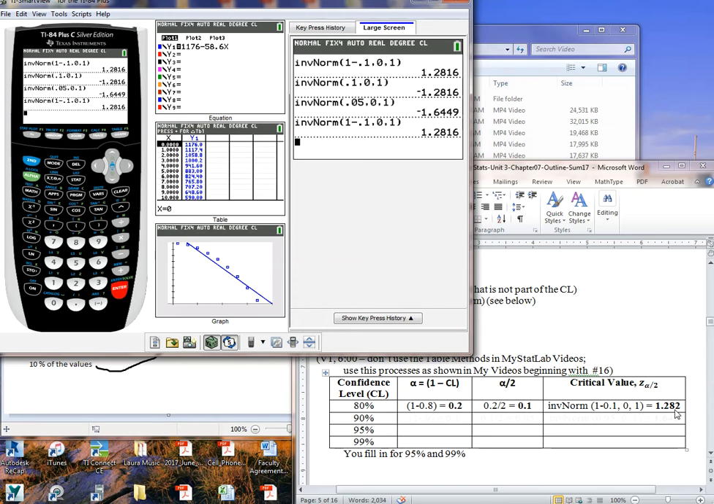You'll find in the textbook that sometimes they round these to 2 numbers and sometimes they round them to 3, and it's not really clear.